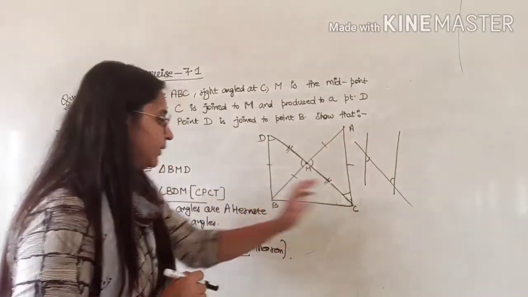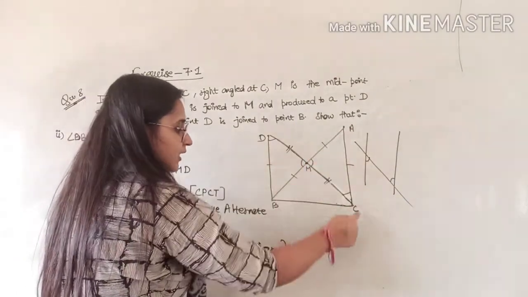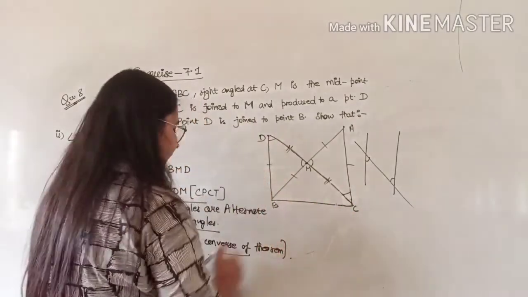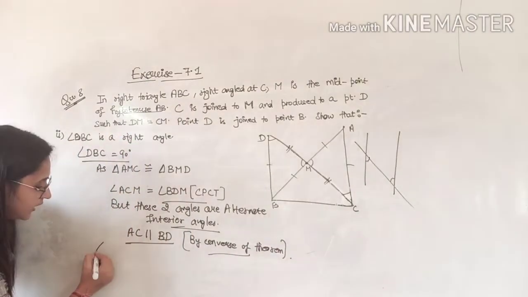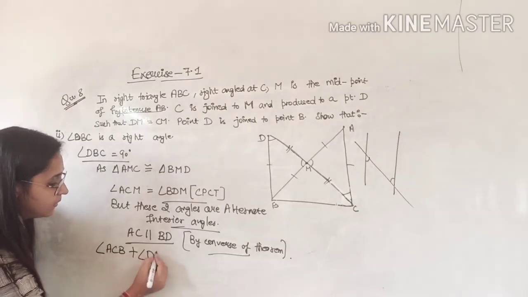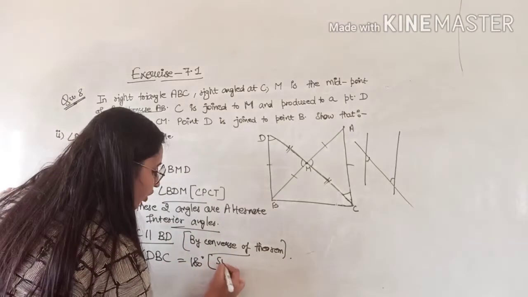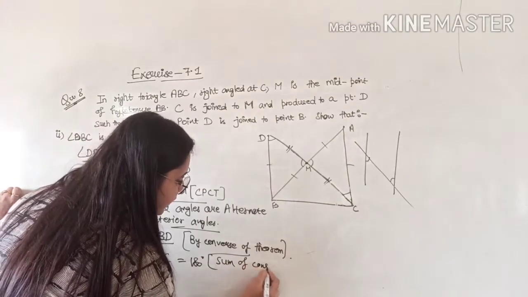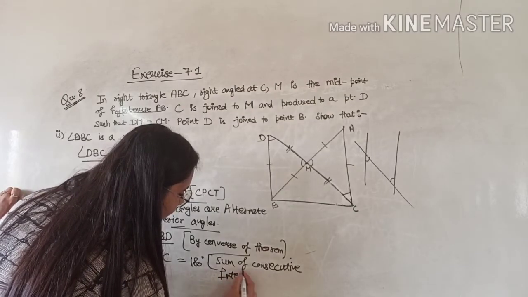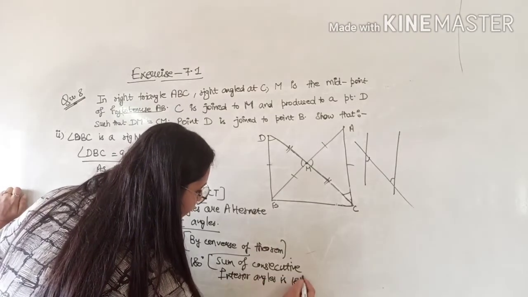Now if AC and BD are two parallel lines and BC is a transversal line, you can write angle ACB, this complete angle, plus angle DBC, this complete angle. Sum of these two angles will be 180 degrees. After this step, I can write angle ACB plus angle DBC is equal to 180 degrees. And reason is sum of consecutive interior angles is 180 degrees. This is the reason.